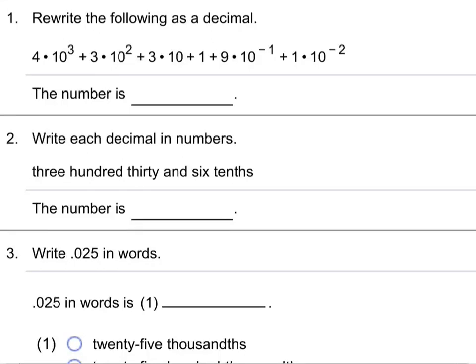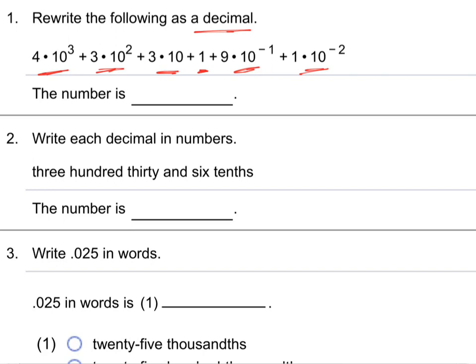To balance that. All right, rewrite this as a decimal: 4 times 10 to the third, 3 times 10 to the second, 3 times 10, 1, 9 times 10 to the minus 1, and 1 times 10 to the minus 2. They want me to take that whole number and make that one big decimal. So how do we do that?